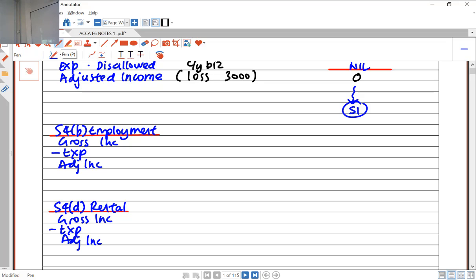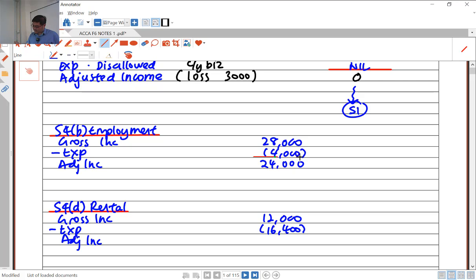Now, right, what do you have on the employment side? It says that employment is 28,400. So the adjusted is 24. Now, rental wise, you have 12. Okay? And the rental expense is 16,400. All right, now that's the issue we're going to see. You make a loss in rental again.